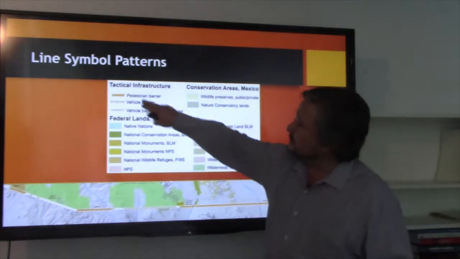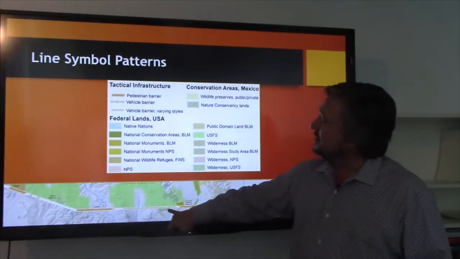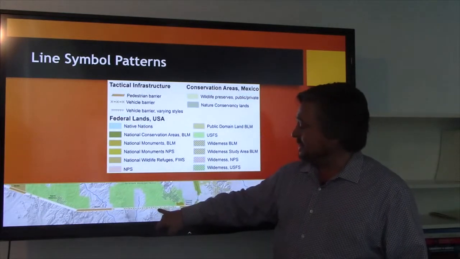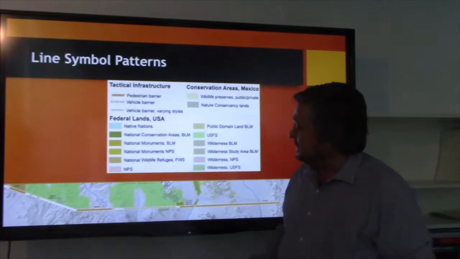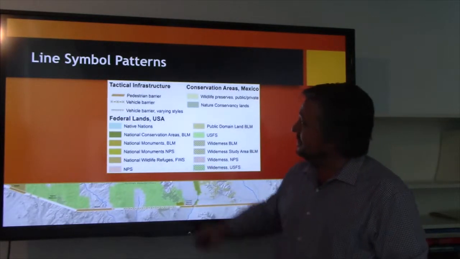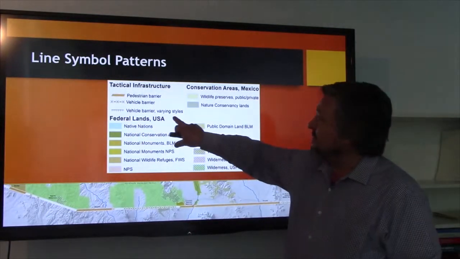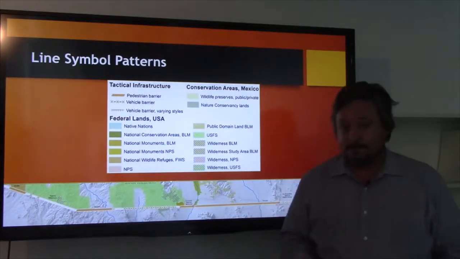So we can see that there's pedestrian barriers here. We get to the vehicle barriers. She'd call them also the Normandy style, the ones with the big X's. So that's why they're using X's here. And then a different type of varying size vehicle barriers.